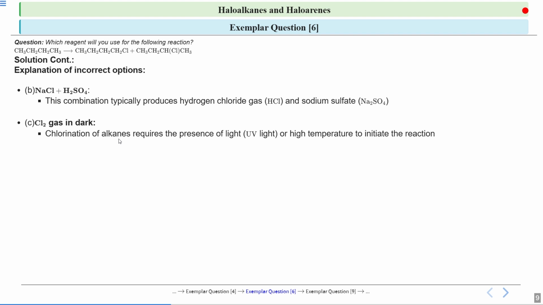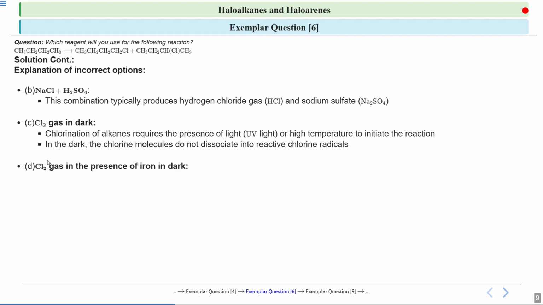And if you talk about aryls or arenes, there you use dark condition. You don't need any presence of light or high temperature. That reaction, the halogenation of arenes, happens in the dark. But in the alkanes case, if you are doing the chlorination of alkanes, then you require the presence of light or high temperature for the activation of your chlorine molecule to initiate the reaction via free radical mechanism. So in the dark condition, what happens? Chlorine molecules do not dissociate into reactive chlorine radicals and the reaction will not initiate.